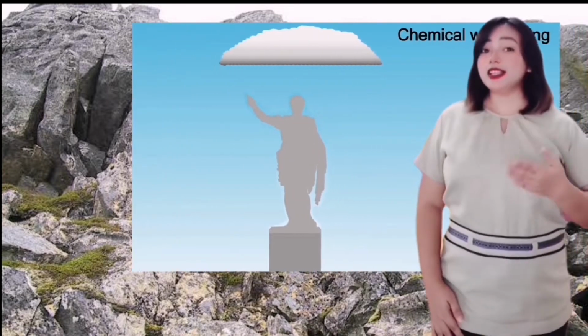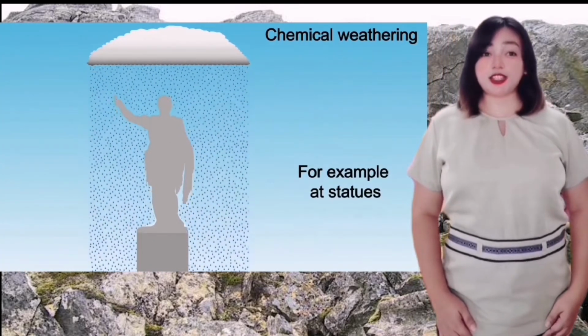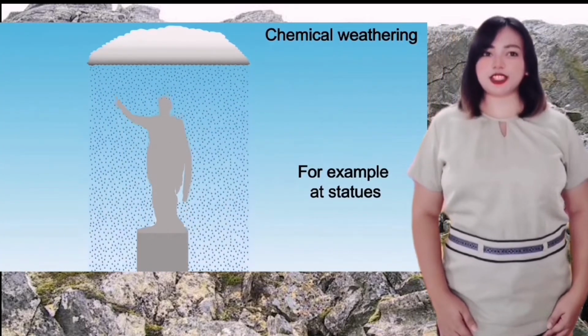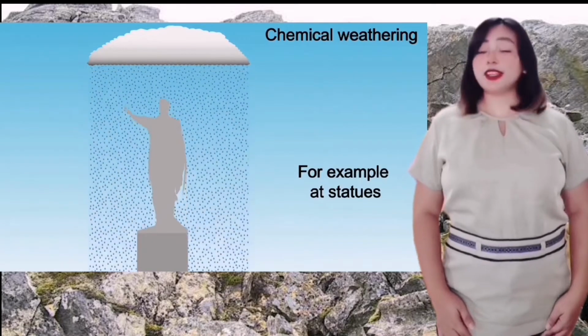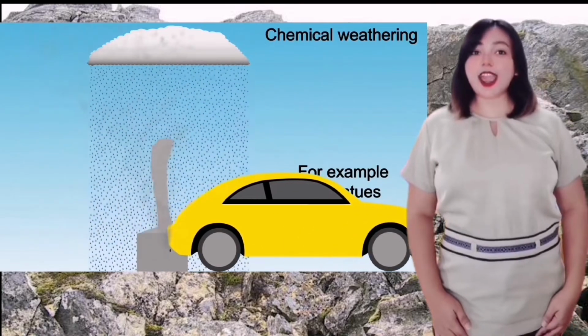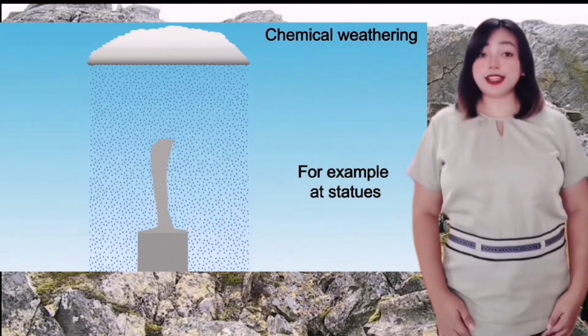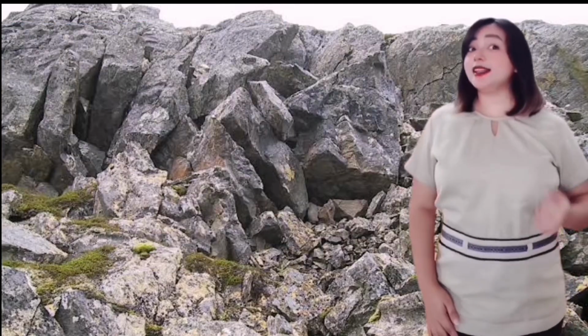Last is chemical weathering. This weathering is the breaking up of rocks due to a change in their chemical compositions. Agents of this weathering include acids and oxygen that can weaken rocks or even a statue, just like the example.